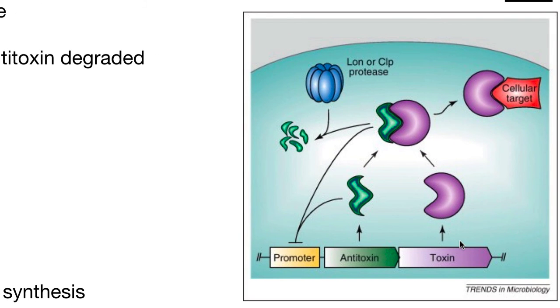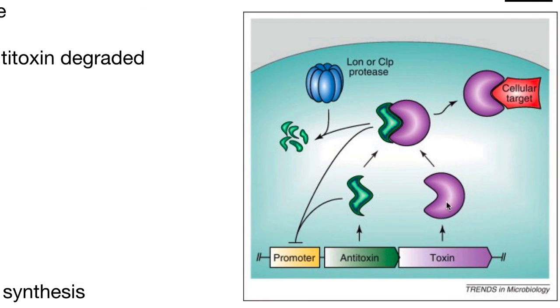So you'll find this in a number of different plasmids. You'll have a promoter. It synthesizes a toxin and an antitoxin. So the toxin and the antitoxin. These will come together, and the antitoxin blocks the activity of the toxin. The antitoxin is actually not as stable as the toxin, and over time it gets degraded by LON or CLP proteases, and then the toxin will attack its cellular target.